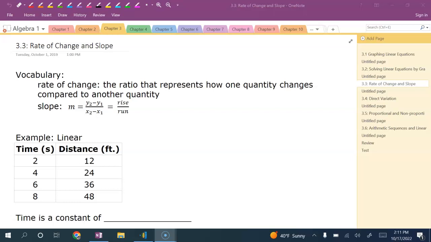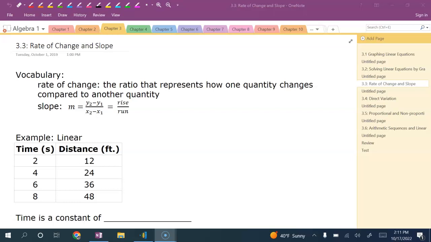So something that you might hear us say is rate of change, which is another way of thinking about slope. And so it's just a ratio, so that would mean a fraction. That just kind of shows how one quantity changes compared to another quantity. And this would be the same idea as slope, where we talked about that rise over that run.